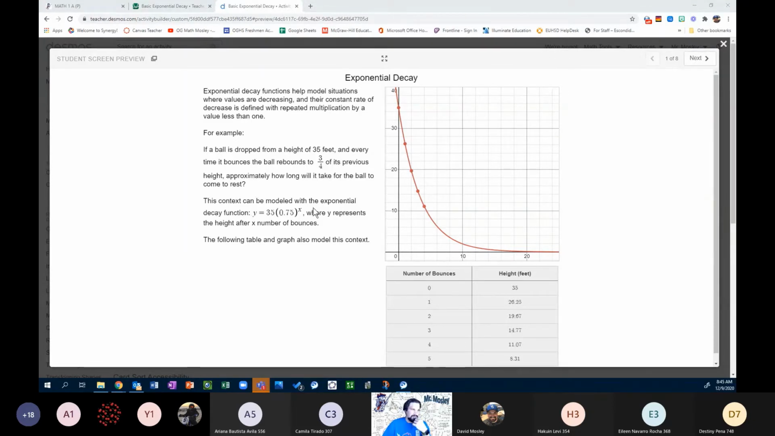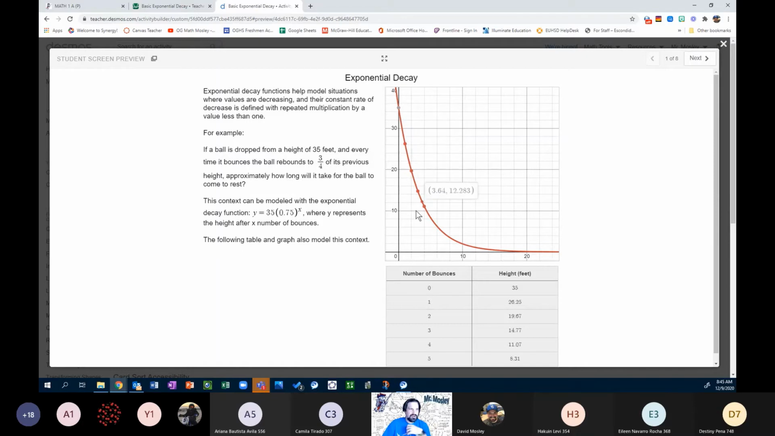Now, this context can be modeled with the exponential decay function y equals 35 times 0.75 to the power of x, where y represents the height after x number of bounces. The following table and graph also model this context. All right, so we have our graph here. Notice on the graph, if I put my mouse over a point that's already defined, it'll give me the coordinates. I can also just click my mouse and drag along the graph.